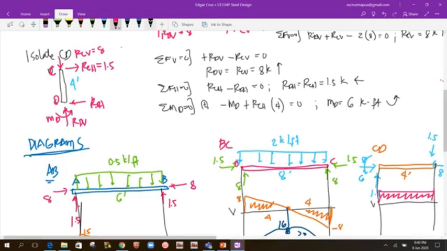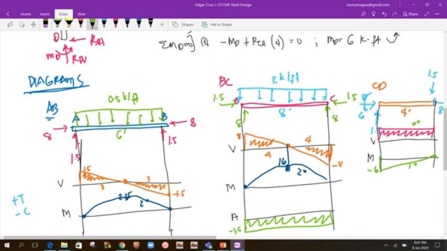Okay? Tapos, pagdating naman sa moment diagram, for the moment diagram naman, so we have 6, diba? May 6 pababa, negative moment. So, we go down by 6, so negative 6. Tapos, meron tayong area ng rectangle sa shear diagram, which is 1.5 times 4. So that is positive 6. So negative 6 plus 6, it would be 0 here. And 0, this is 0 degree. So pagdating dito, first degree, straight line.